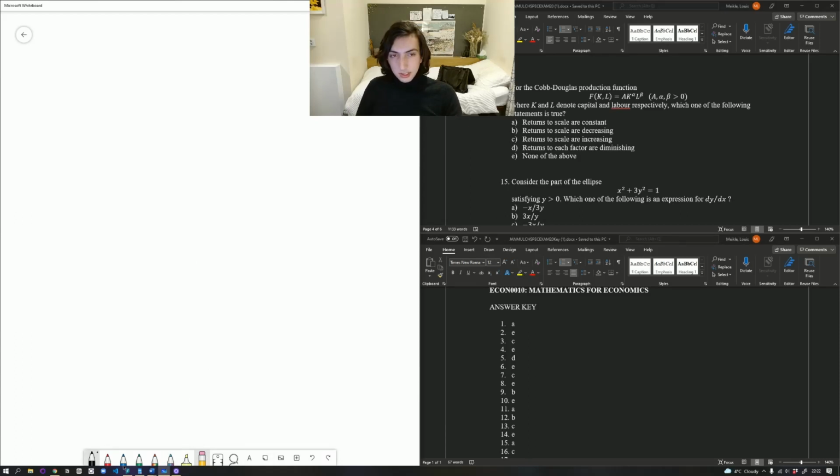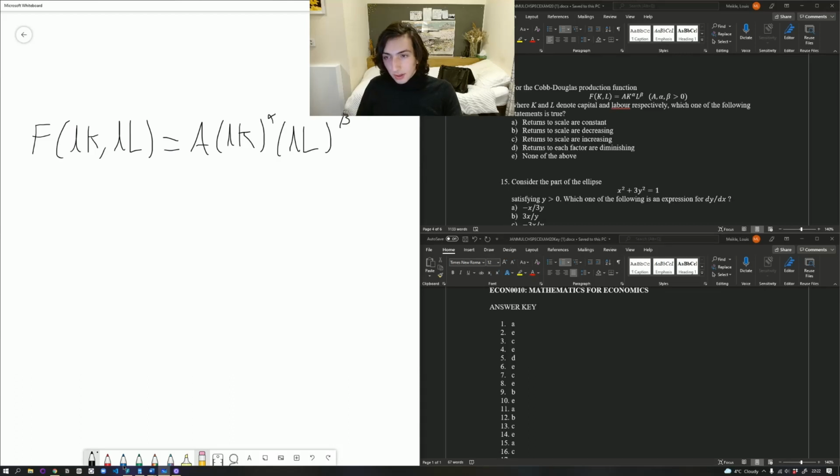Okay, so let's try f of lambda k, lambda l. This is essentially going to give you A, and then we're going to do lambda k to the alpha, and then lambda l to the beta. What this gives you is lambda to the power of alpha here, so we get lambda to the power of alpha, k to the power of alpha. And a similar thing is going to happen to this one, so you've got lambda to the power of beta, L to the power of beta.